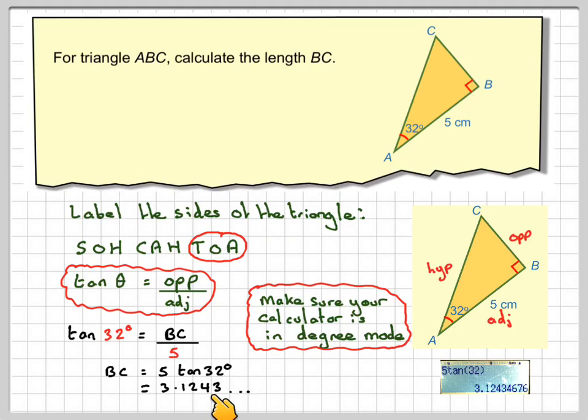And we get an answer of 3.1243, and then we should round that off to 3 significant figures. So first, second, third, that's the fourth, has no effect on the third, it's below 5, so the final answer will be 3.12 centimetres to 3 significant figures.